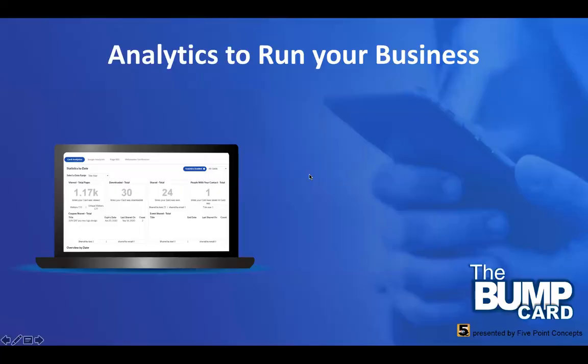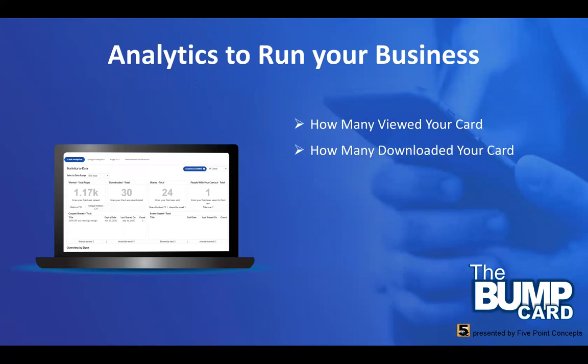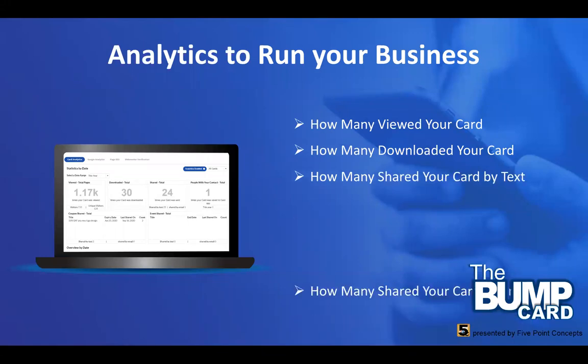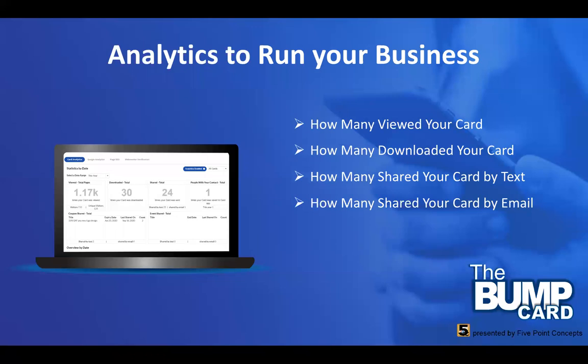There are just so many ways you can do this, but you need to have analytics so you know what your card's doing. Where you build your card in the card editor, there's an analytics section for your business. It tells you everything. It tells you how many people have viewed your card. You can break it down by week, two weeks, month, six months, or year. Also, how many have downloaded your card on their phone, whether they did it by text or by email. It tracks how it happened. And it does even more.